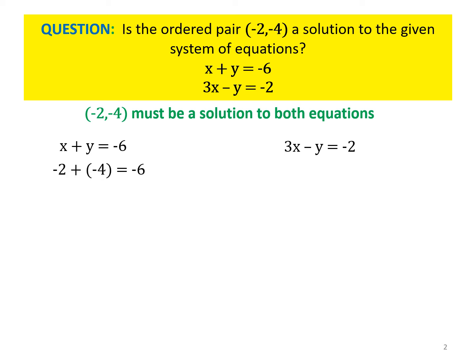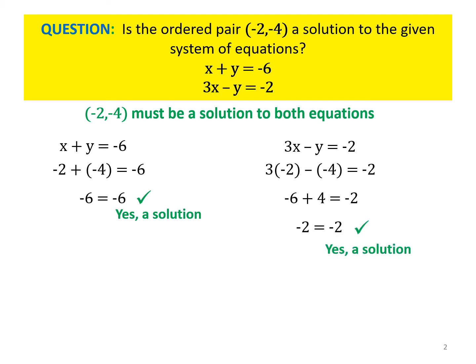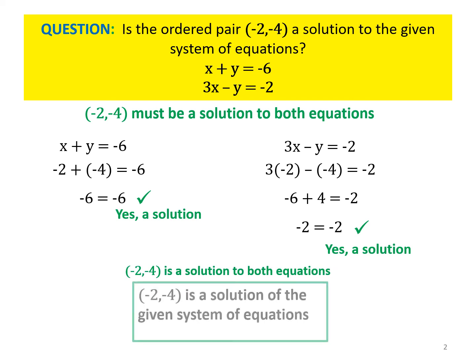So we go ahead and take the point and we substitute the xy values in, and we come down now with a true statement. Since it's a true statement, yes, that point, negative 2, negative 4, is a solution to this one equation. Now let's go over to the other equation and see if it's a solution there. We substitute the xy values and we come down with another true statement. So therefore, yes, that point is also a solution for the second equation. Therefore, that point is a solution to both equations. It then is a solution of the given system of equations.